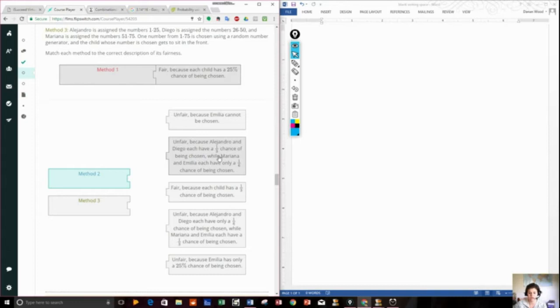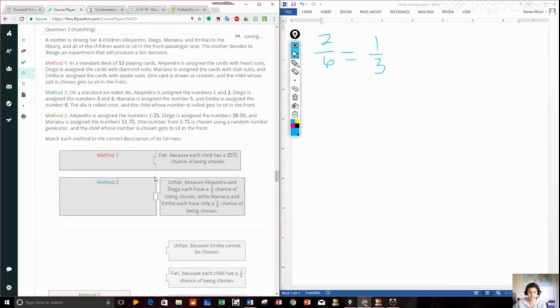Where did they get the third? That is because 2 out of 6, 2 of the numbers out of the 6 choices, reduces down to 1/3. So that's where they found the 1/3 from.